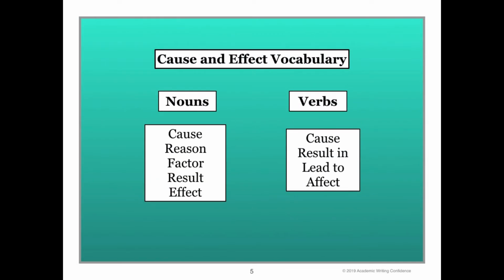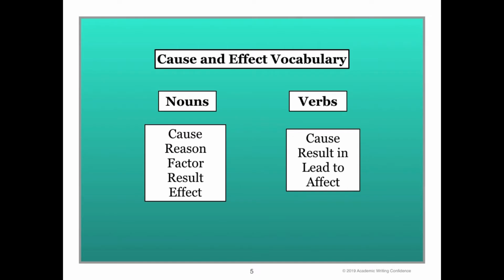Let's look at a few good cause and effect vocabulary words. There are some nouns that are often used in this type of essay. Words like cause, reason, factor, result, effect. Now, you would use these words, for example, saying something like, the main factor for this situation is, or the main effect of this situation is.